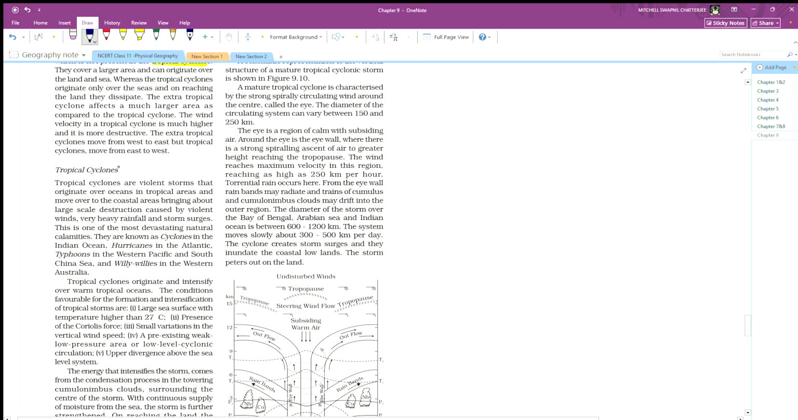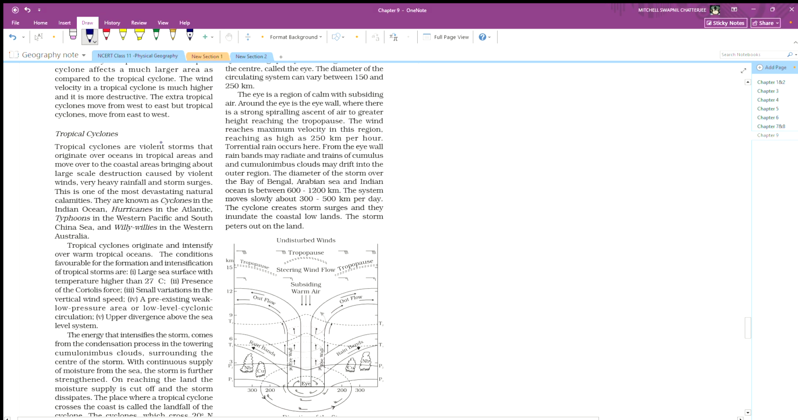Okay, now we have much more violent storms. This is not extratropical, this is the tropical cyclone. The tropical cyclones are much more violent storms that originate over the ocean in tropical areas and move toward the coastal areas, bringing about large scale destruction caused by violent wind, heavy rainfall, and storm surges.